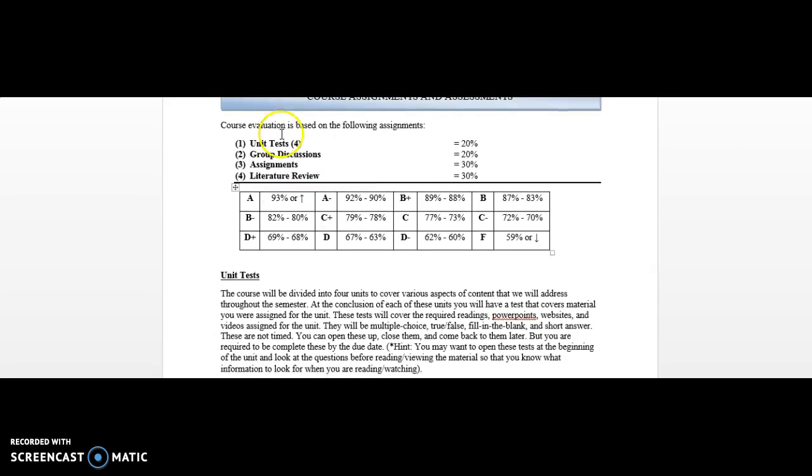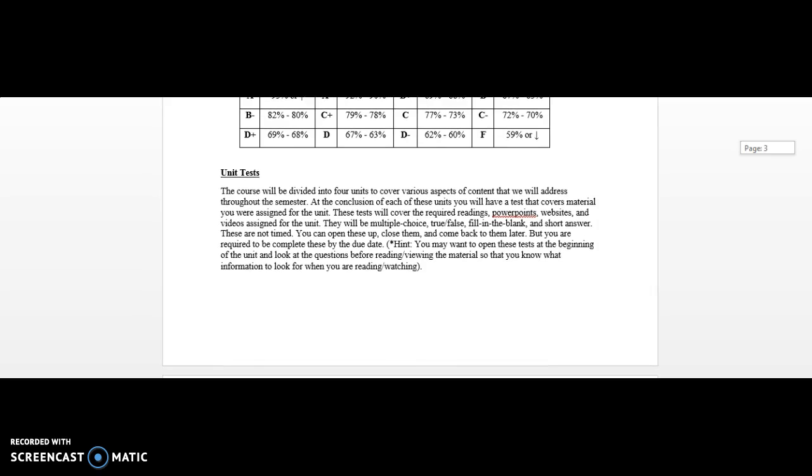You already saw these kinds of main areas that you'll be graded on. Please take the time to look over the descriptions a bit more in full. I will have more detailed descriptions of all the assignments. You'll have group discussion prompts, and we'll talk much more in depth about the literature review assignments.